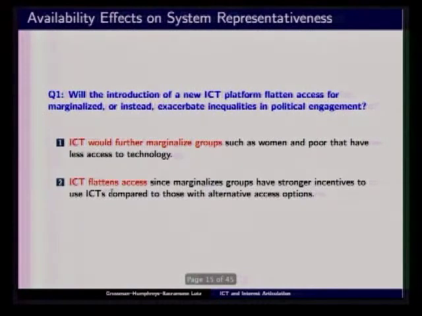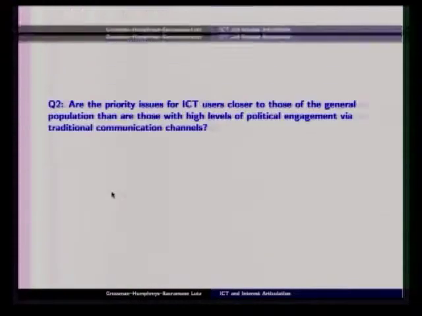But there are also really good reasons, which we lay out in our paper, to think that marginalized populations like the poor and women might have an interest in adopting ICT innovations at a higher rate, because of the cost, because they're impersonal. We go into that in our paper. So this is the first question that we want to address.